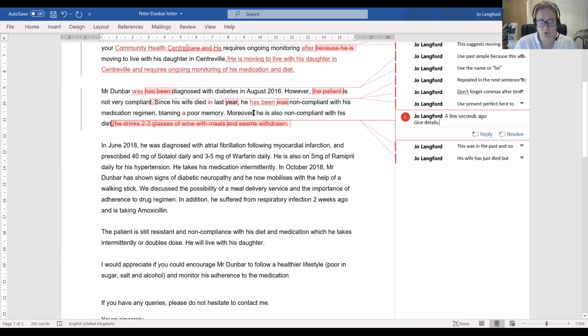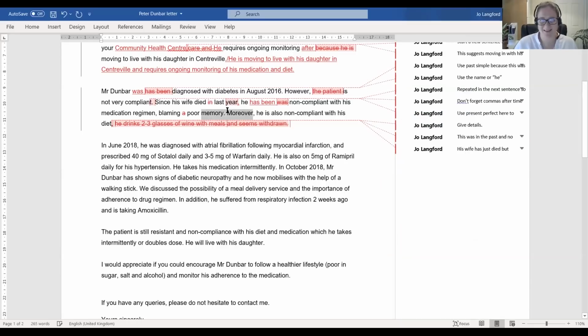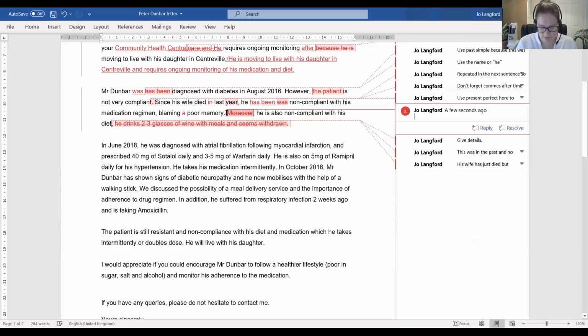And don't use "moreover." This is too academic. It's not appropriate for OET letters. It's too formal. So "moreover" is inappropriate in an OET letter. If you really feel the need to do a linking expression here for addition, use "in addition" or "additionally."